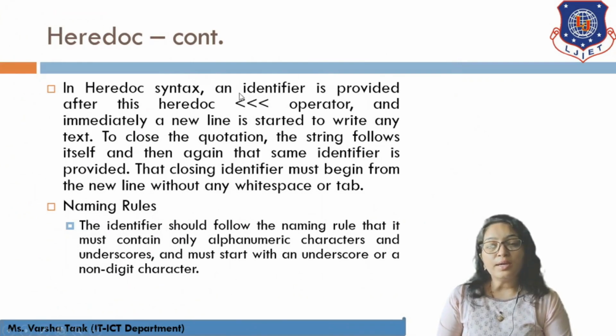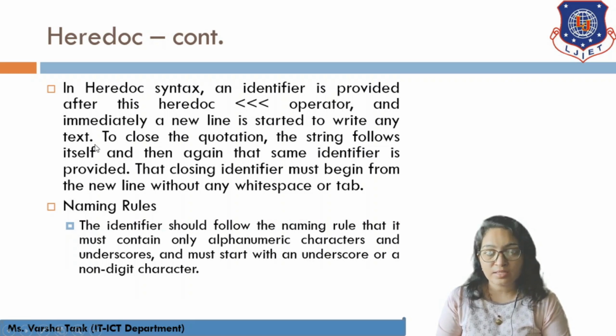Now, in heredoc syntax, an identifier is provided after the heredoc operator, that is the triple less than angular sign. Immediately a new line is started to write any text. So after these three angular signs, you have to define one identifier. You can define it like a variable. To close the string, the same identifier is provided again.